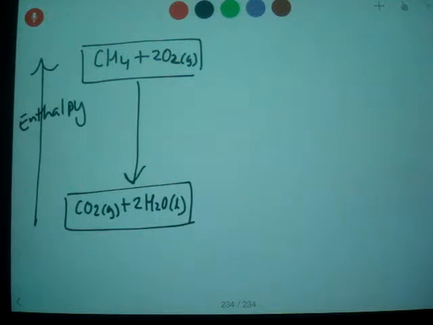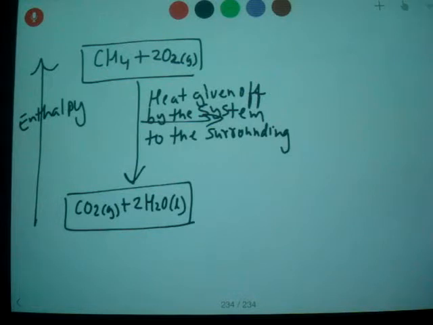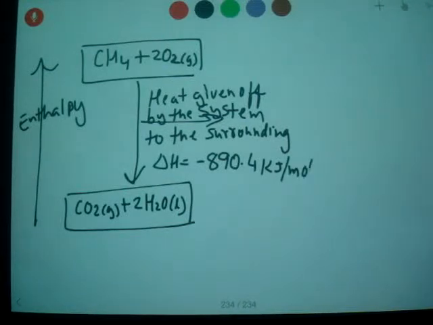Now what happens whenever it's a combustion? Heat is given off by the system to the surroundings, because it's burning, right? So whenever that happens, delta H is negative, and it is 890.4 kilojoules per mole when we measure.